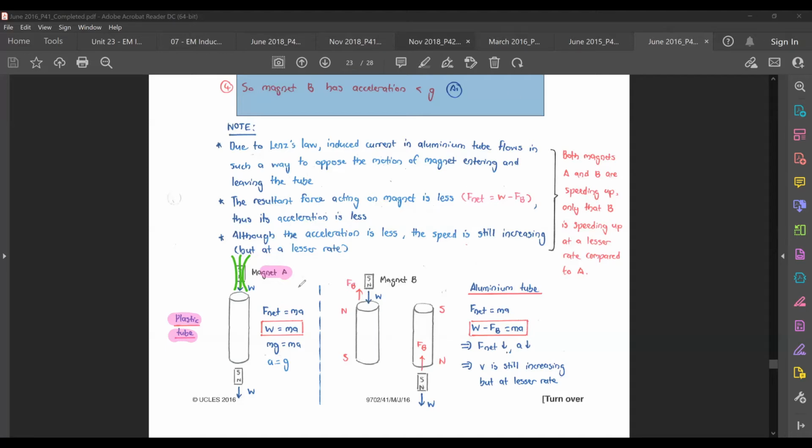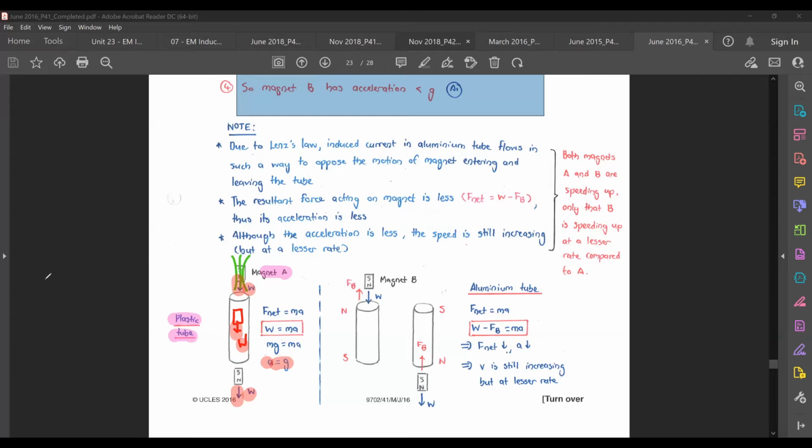as it falls, it will always just experience weight W. Nothing else, it will just always experience weight W. So its acceleration would always just be equal to g. Okay, in general, one thing I'll just mention here is this.